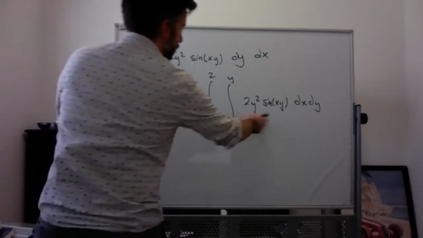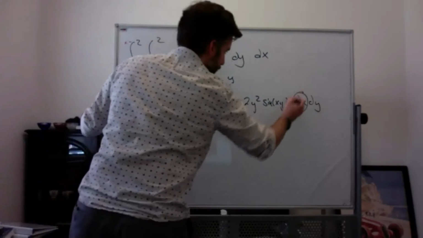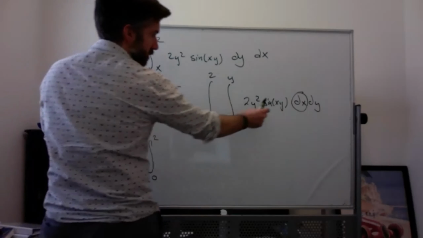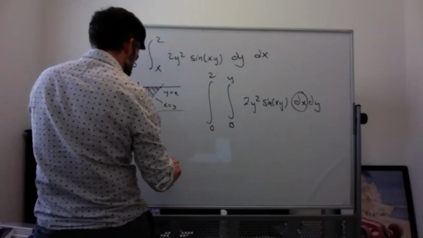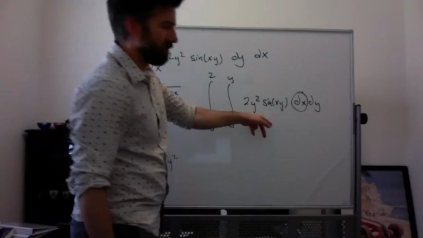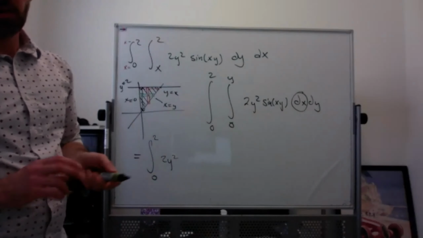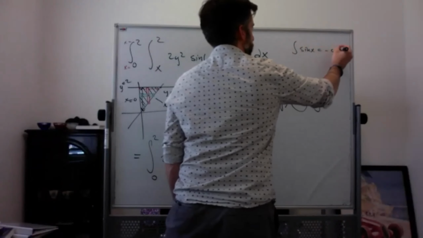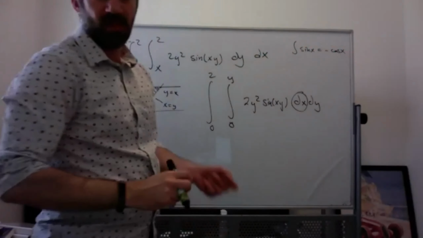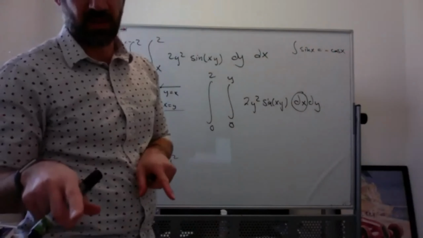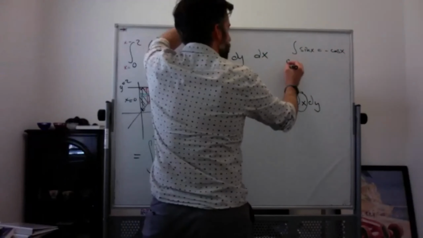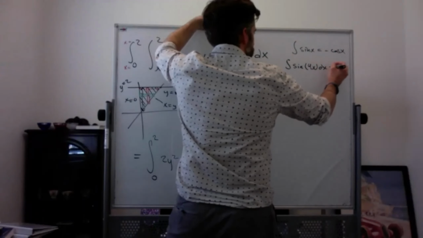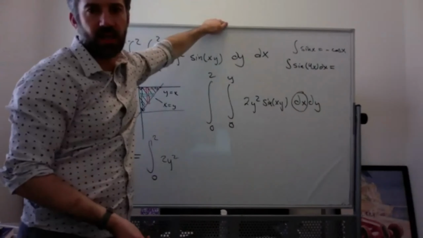So now I'm going to integrate this with respect to x. So let's see. This is a constant, so it's just going to hang out. So I get the integral of sine of xy. I know the integral of sine of x is just negative cosine of x. What's the integral of sine of xy? Let me ask you a different question before you answer. What's the integral of sine of 4x?